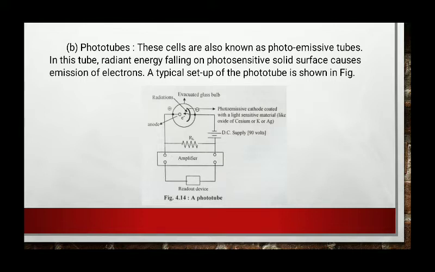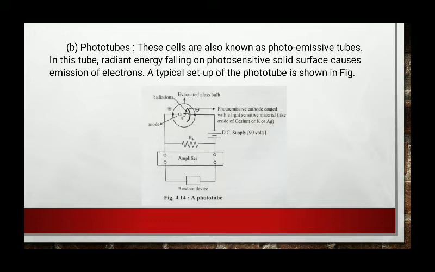It consists of an evacuated glass bulb. Inside the bulb, there is a photoemissive cathode in the form of a half cylinder of metal. The inner surface of the cathode is coated with a light sensitive material such as oxide of cesium or potassium or silver. A metal ring is inserted in the bulb, which acts as an anode. A high voltage is impressed between the anode and cathode.